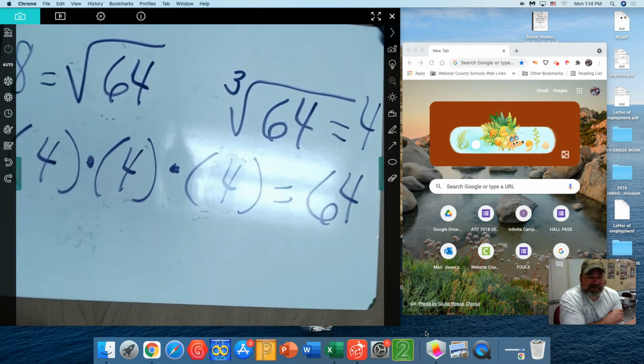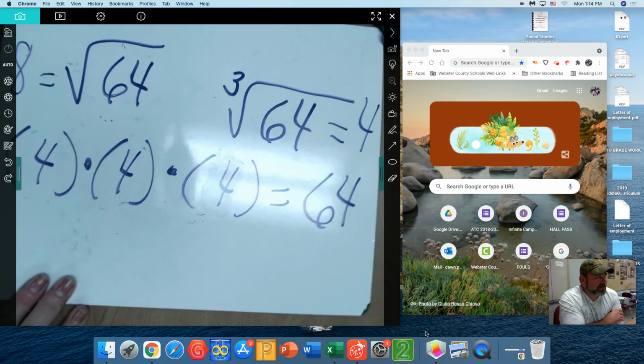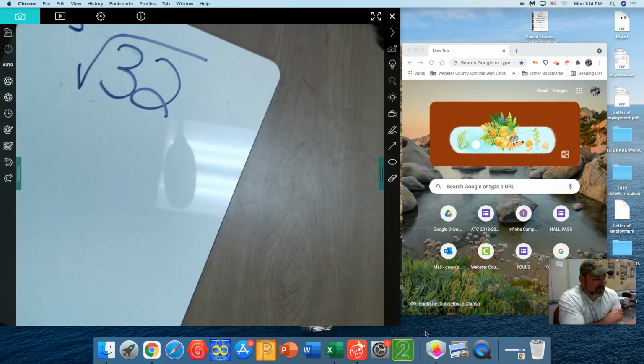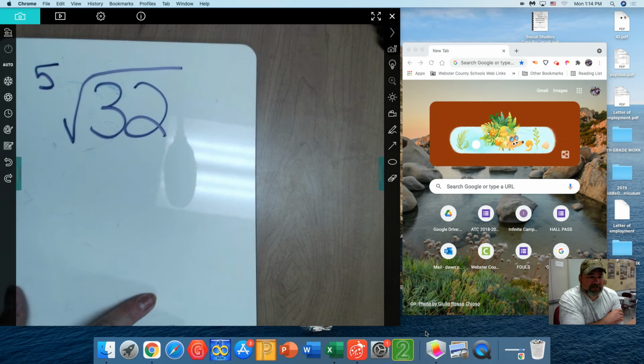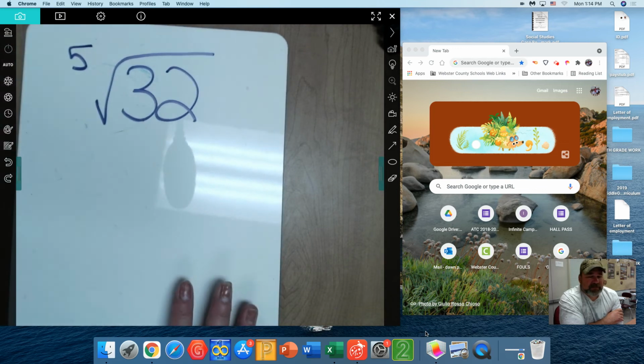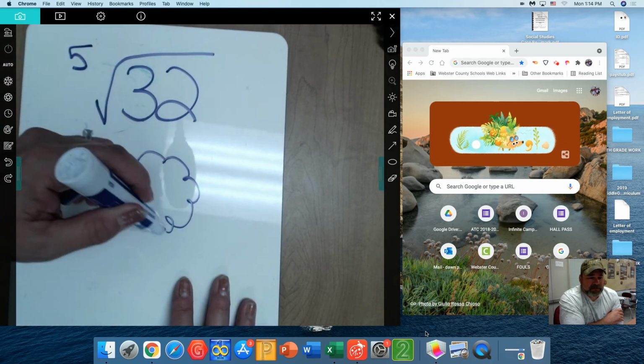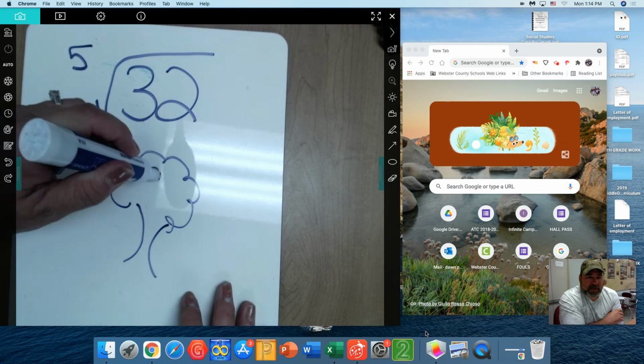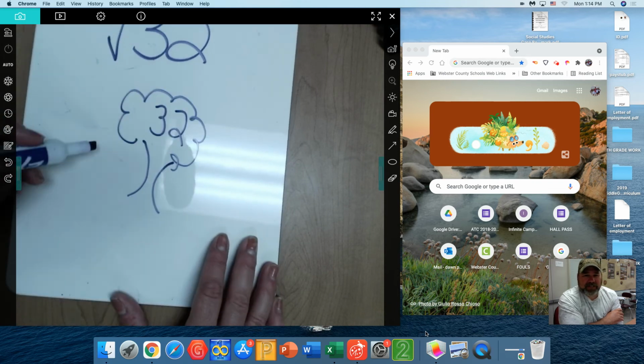Yes. Now, they don't have to do roots bigger than square and cube, but this is kind of how I like to think of it. Let's say that you want to find the 5th root of 32. I draw a tree. The tree is named 32. I've never seen this in my life.